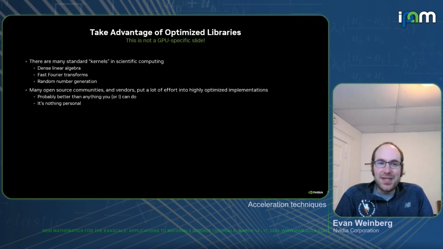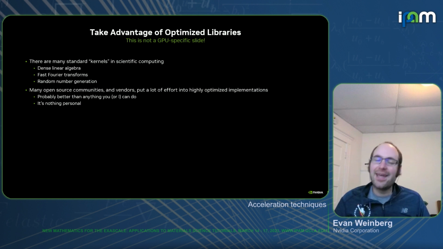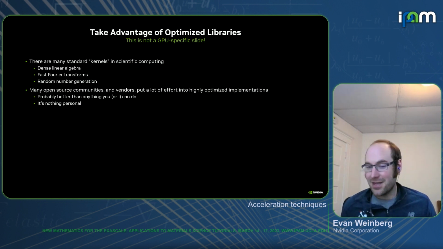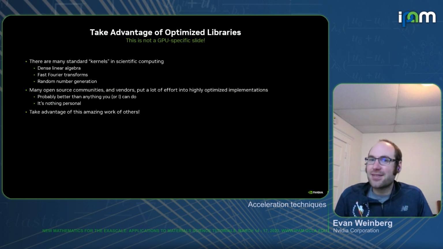Many open source communities and vendors put a lot of effort into highly optimized implementations. Like, all of you are smart. You were accepted into this program. I am smart. I am talking to all of you at this prestigious program. It's nothing personal. You or I just aren't going to do as good of a job at this. It's just like, put your ego in a box. Yeah, you can write a good matrix multiply. Someone else has done it. They've done it better than you, probably, and me. Take advantage of this amazing work of others.